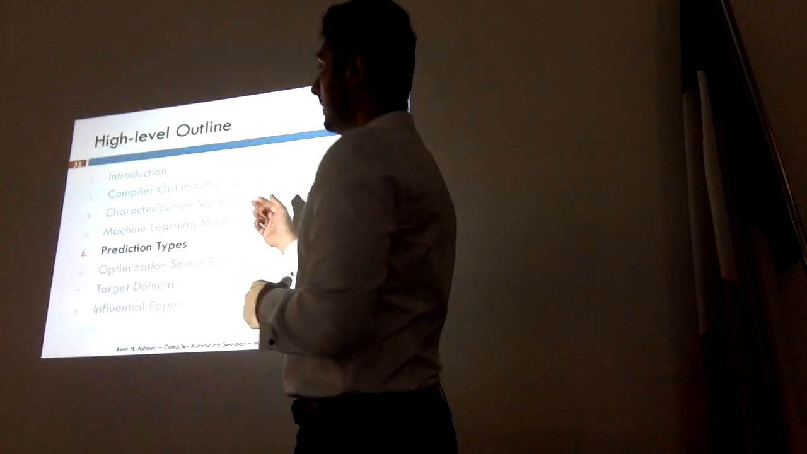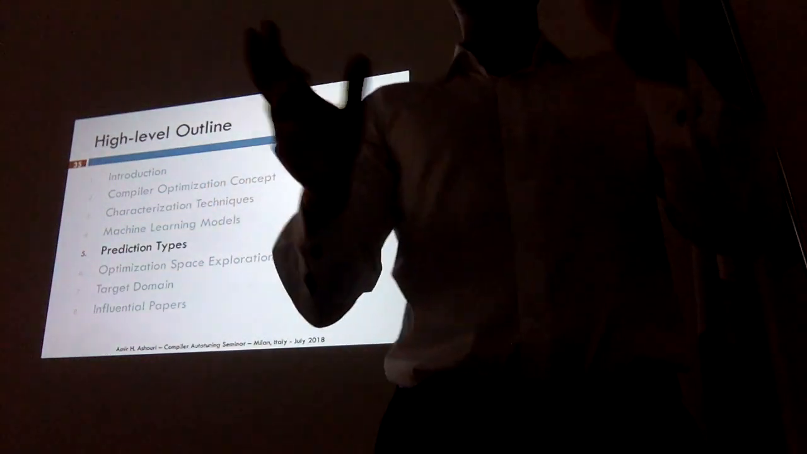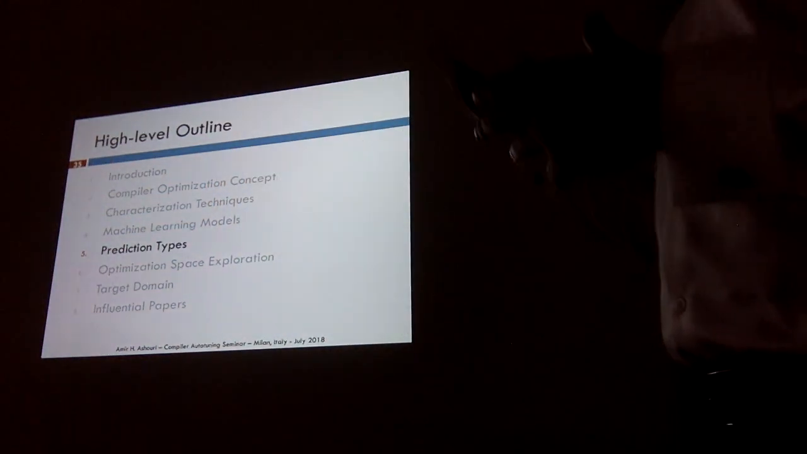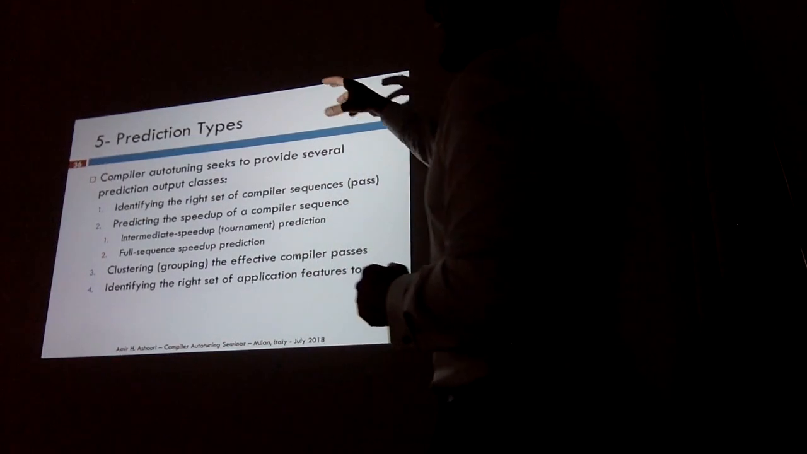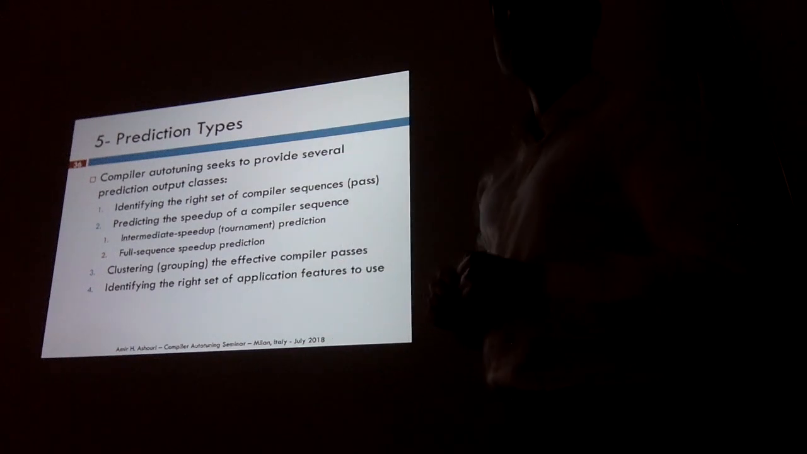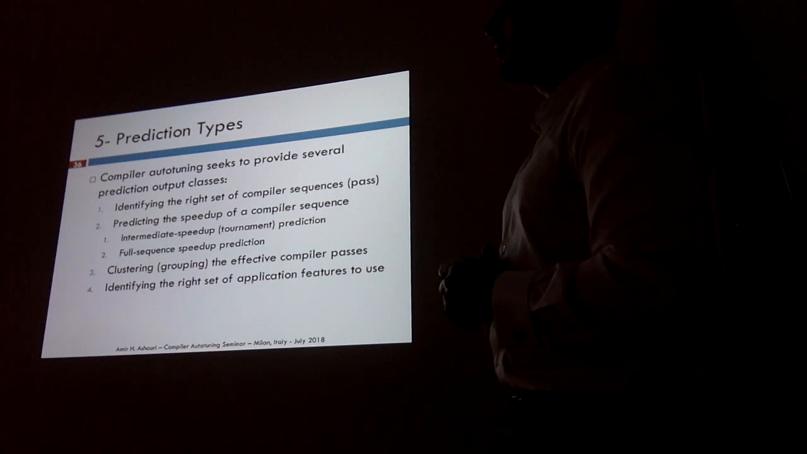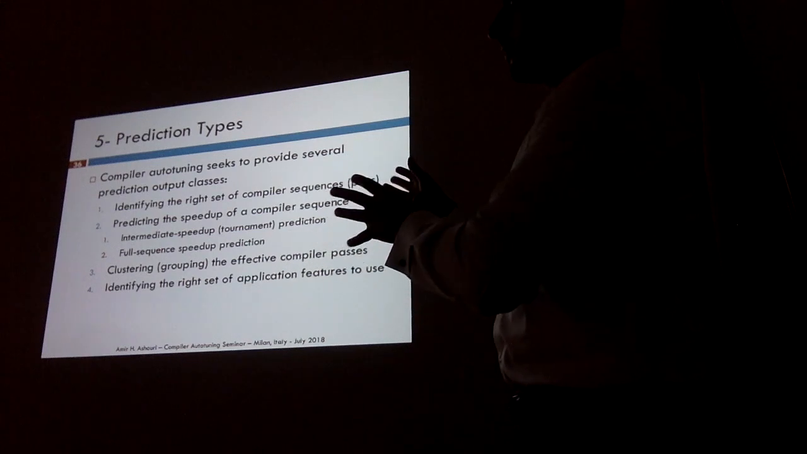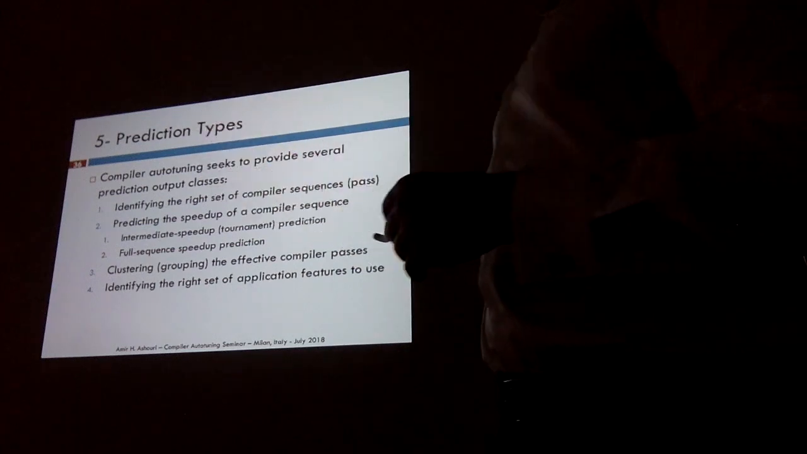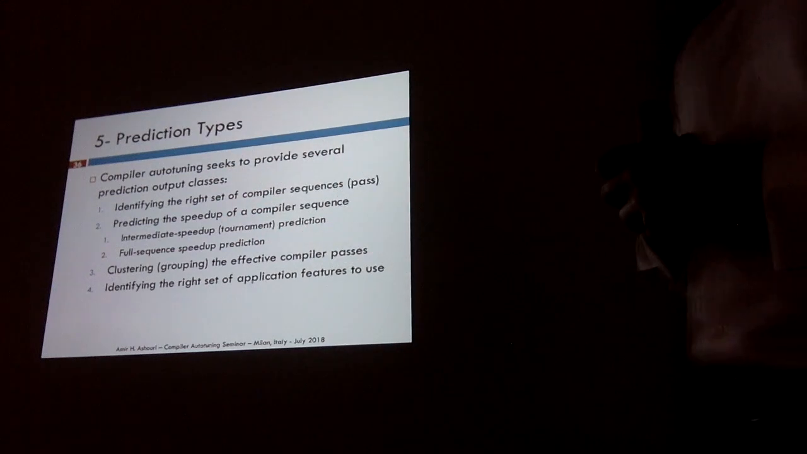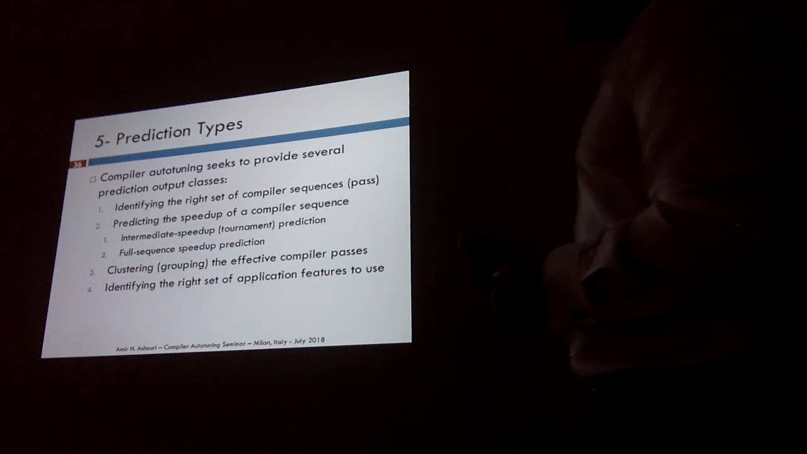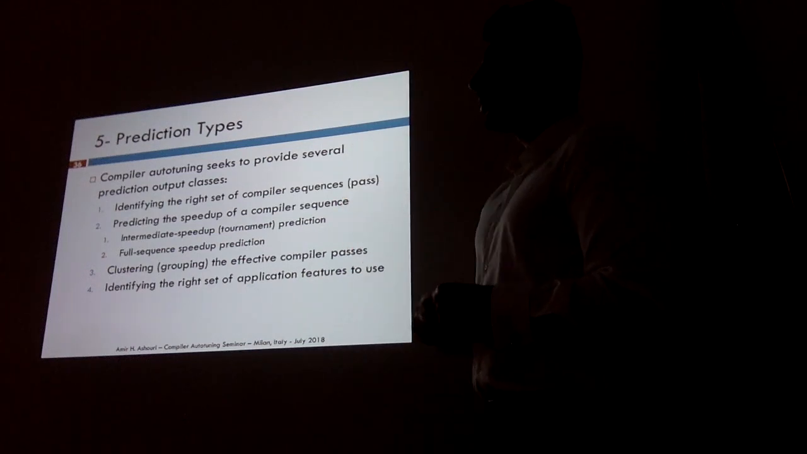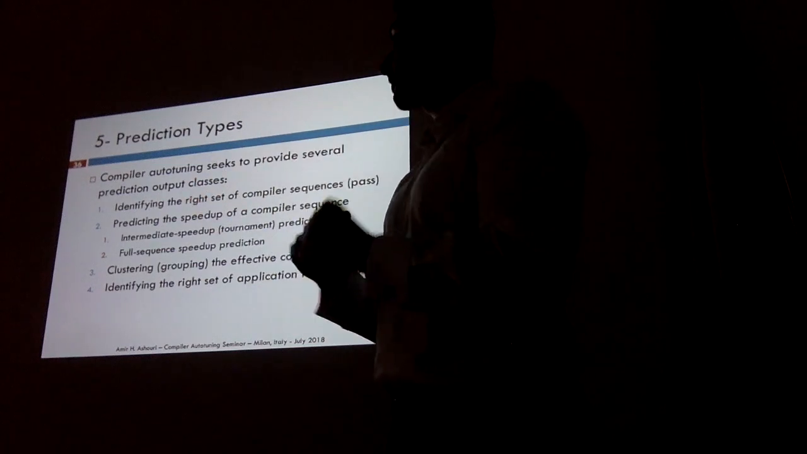All right. Now that we know how we're going to characterize the application and what type of machine learning model we are trying to use, let's see what the prediction outcomes were mostly used in the compiler domain. So the compiler retuning domain in the past 20 years were interested in defining 4 different outcomes out of using their models. The first one, just like what we did in Cobayn using our Bayesian network, is identifying the right set of compiler sequences. So the compiler sequences would be the outcome of our machine learning model.